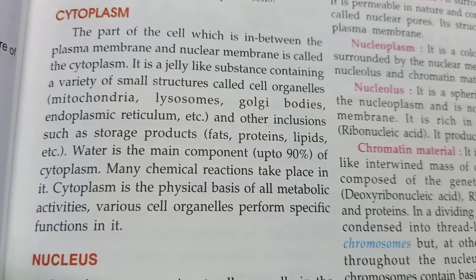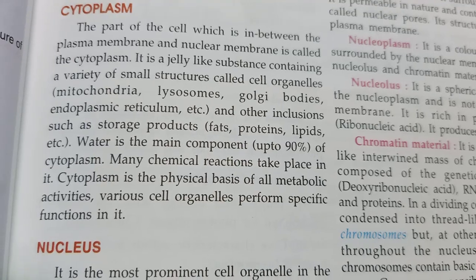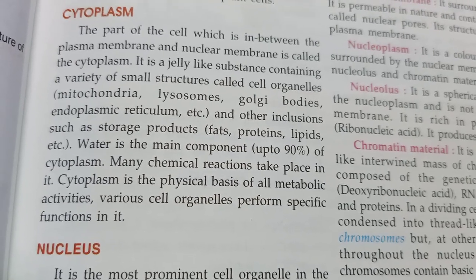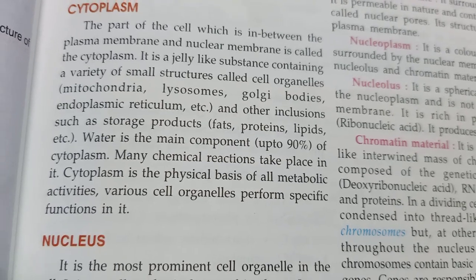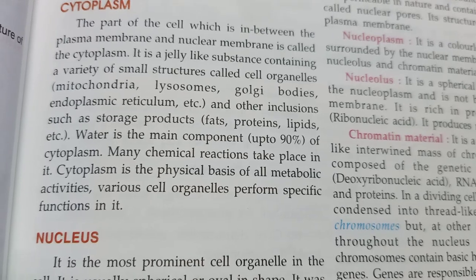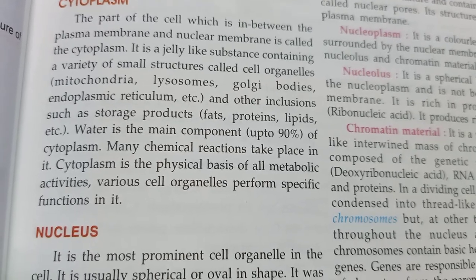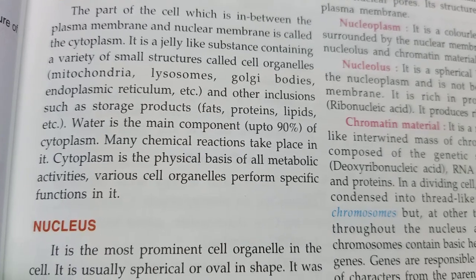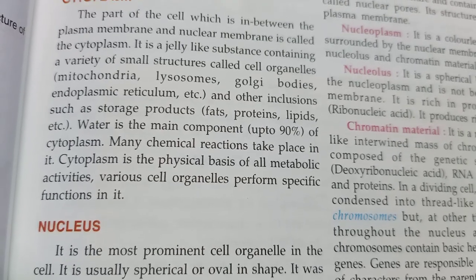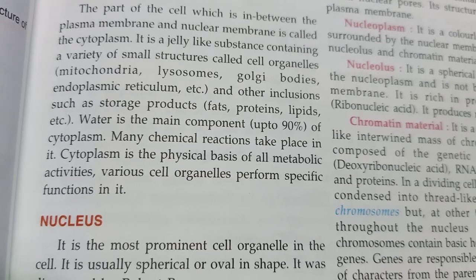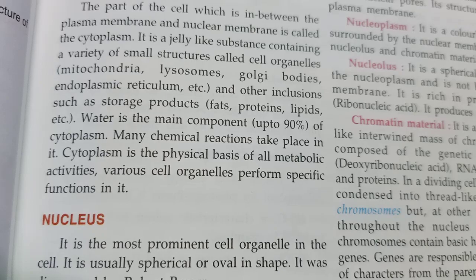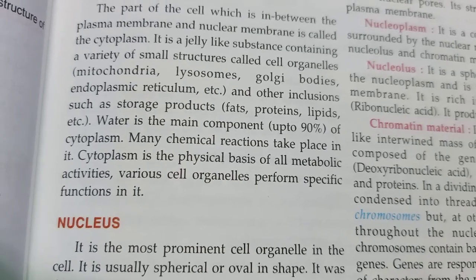And other inclusions such as storage products, fats, proteins, lipids, etc. Now, water is the main component, present up to 90% of the cytoplasm. Many chemical reactions take place in it. Now, cytoplasm is the physical basis of all metabolic activities, and various cell organelles perform specific functions in it only. Now, I'll show you where the cytoplasm is in the plant cell.